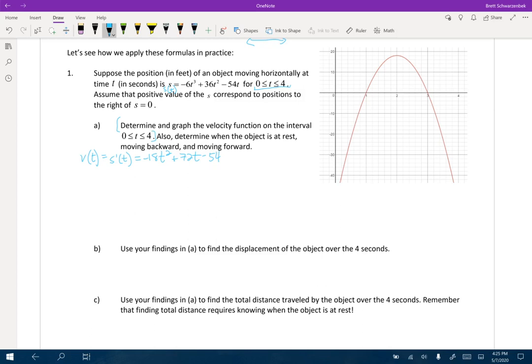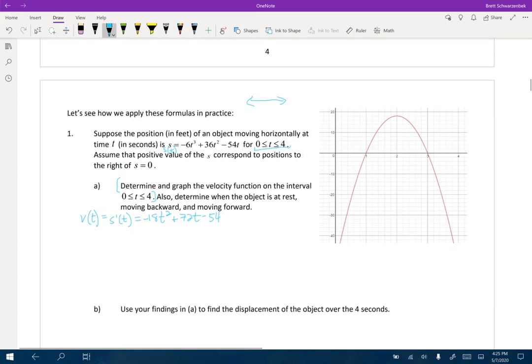Now it says graph it. Well, I did it for you over here. So this graph over here is actually the velocity function. So it's velocity versus time. This is going to be the velocity with respect to t. So, for example, if you look at any one of these values of the time, you can get an idea of where the velocity is actually going to fall. And that's where the next part comes in.